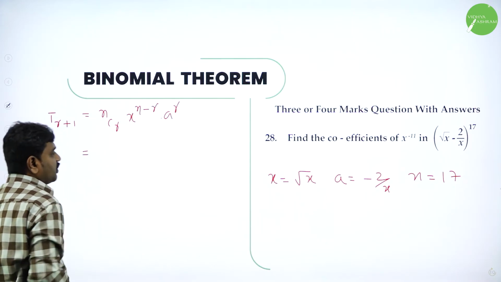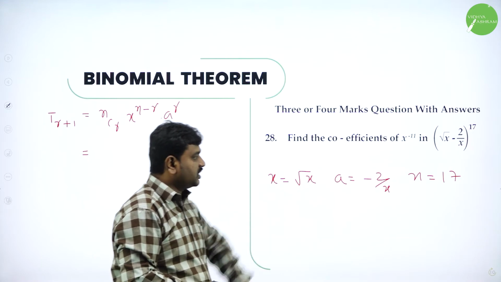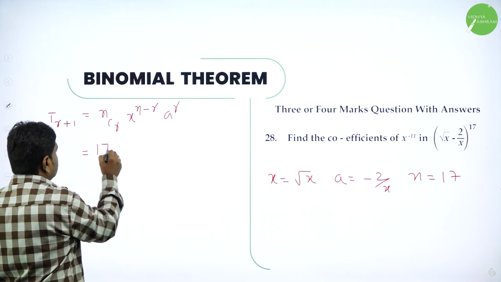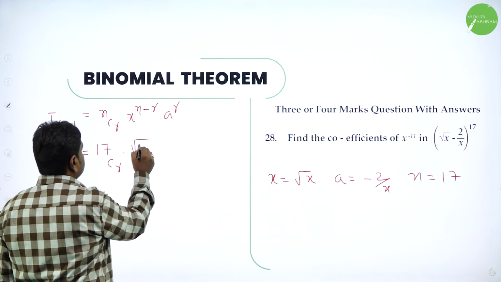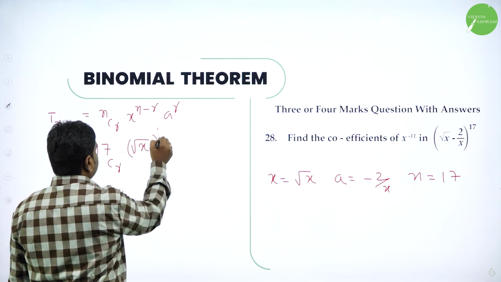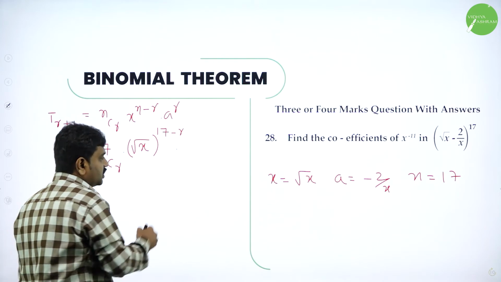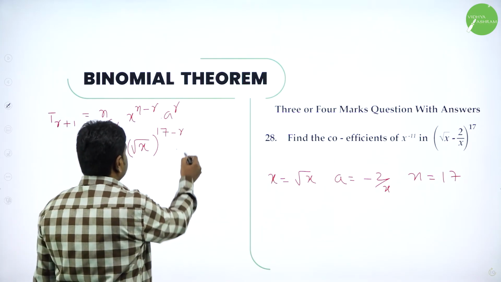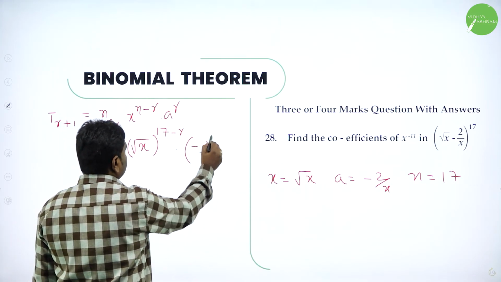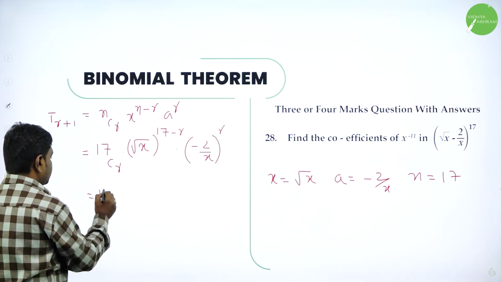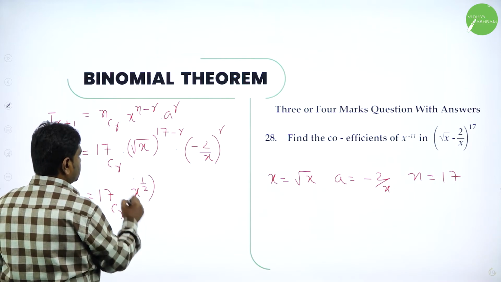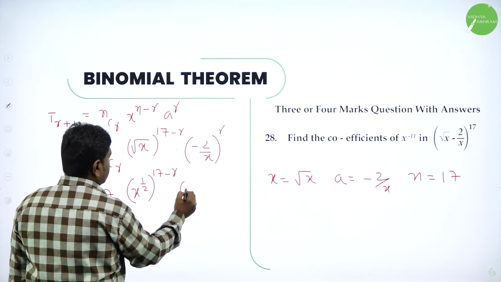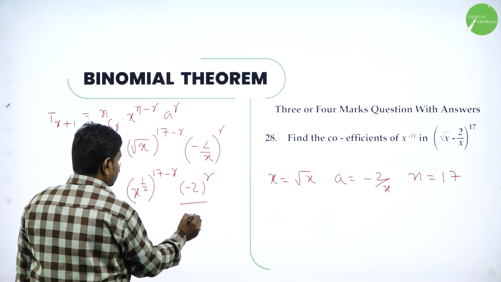n means overall power. What is the overall power? 17. So 17Cr, x means the first term. First term is what? Root x. Root x power 17 minus r, a power r. a means the second term, minus 2 by x power r. Simplify this further. So we'll have 17Cr, root means power half, power 17 minus r, minus 2 power r separately, x power r separately.